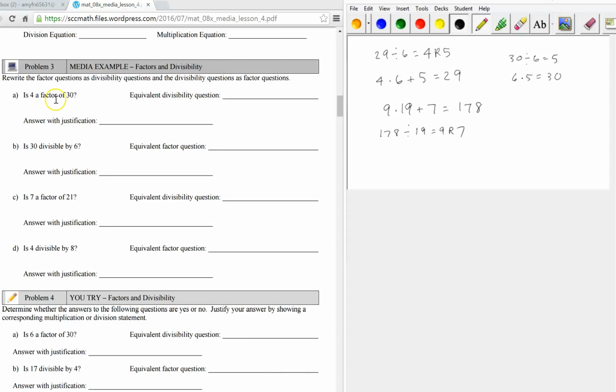In these examples, we give them either a factor or divisibility question. We have them write the corresponding question in the other form. And their answer with justification could be either of these. So if it is a factor, or if it is divisible, they could write one of these 2 things. If it's not, they'd have a form that has a remainder, or that has the product plus some value, which would mean the remainder is not 0. These are not factors.